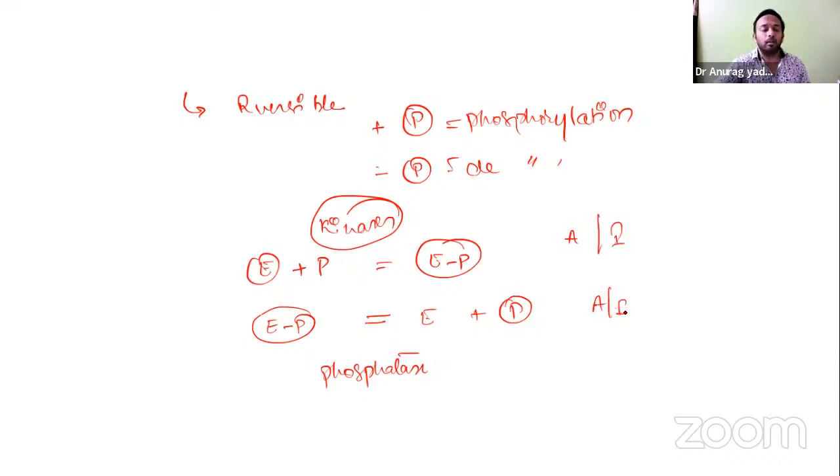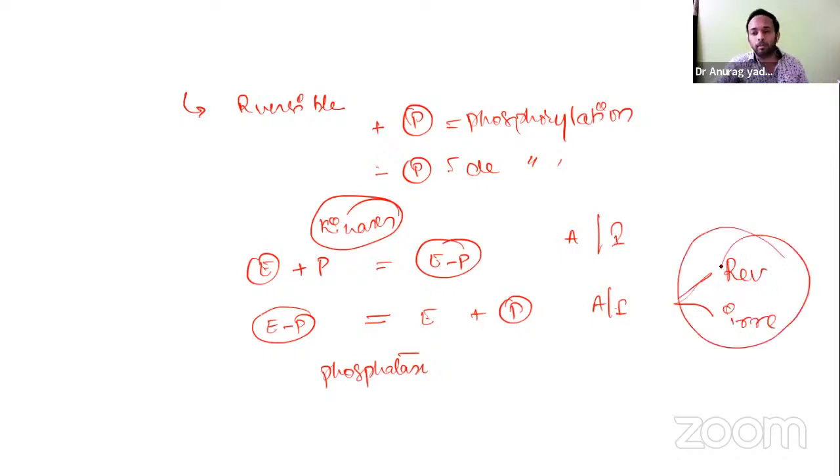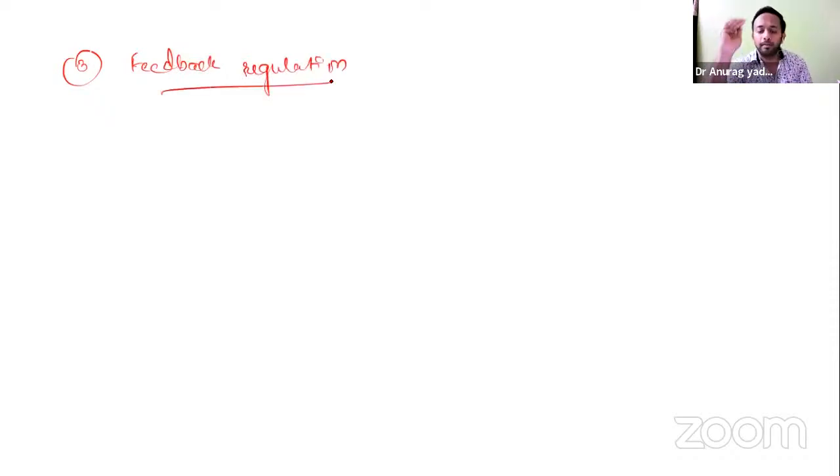So this is about the covalent modification. Covalent modification can be of two types, reversible or irreversible. The next type is feedback regulation. The feedback regulation plays a very important role in most of the mechanisms where there is a series of reactions, from A to B, B to C, C to D, and last is the end product. In such kind of reactions, feedback inhibition or feedback regulation plays an important role.